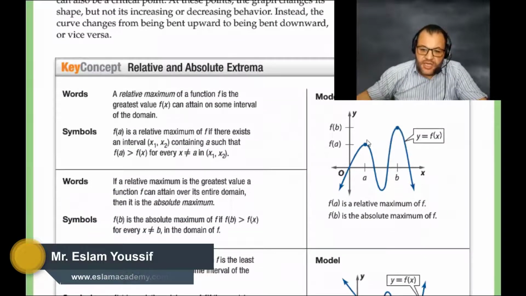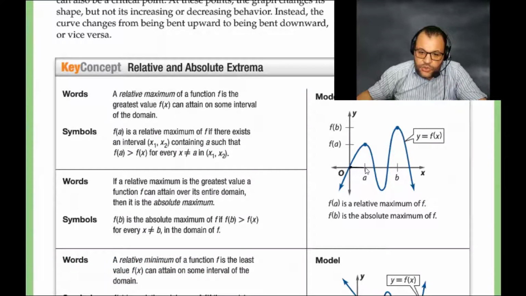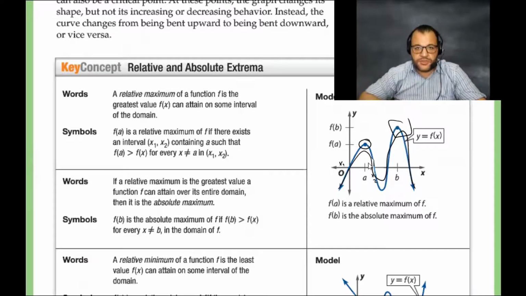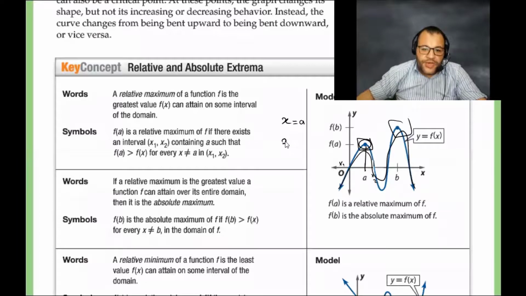If you just talk about this interval from 0 to this point, suppose that we have here x1 and x2. At this interval, that is the highest point at the graph. Is that right? Yes. So this point is defined as the relative maximum point. But for all of the function, that is the maximum point. So that's the absolute maximum point. You understand it? So at A, when x equals A, there is a relative maximum point. But when x equals B, there is an absolute maximum point.